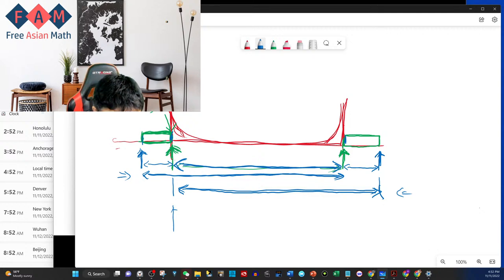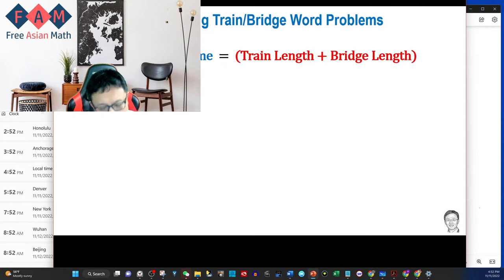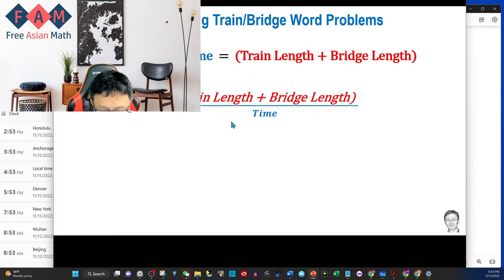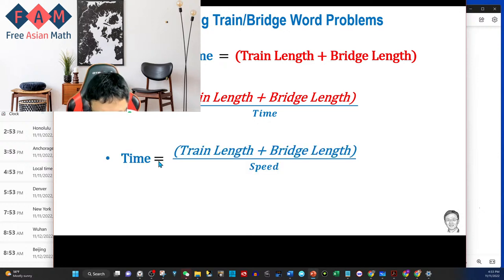That's why in our basic model, the distance has now been updated to be the train's length plus the bridge's length. Of course, the time we are talking about here is how much time the train took to pass through the bridge. And of course, the concept of a bridge here is just illustrative. It could be a tunnel or anything of similar nature. Accordingly, the other two formulas will be updated as well. Speed, in this case, will be the train's length plus the bridge length divided by time. And time will be train length plus bridge length divided by speed. So that's just the modification we need to make.